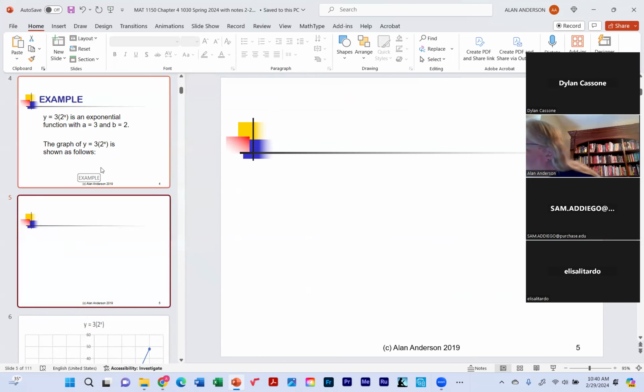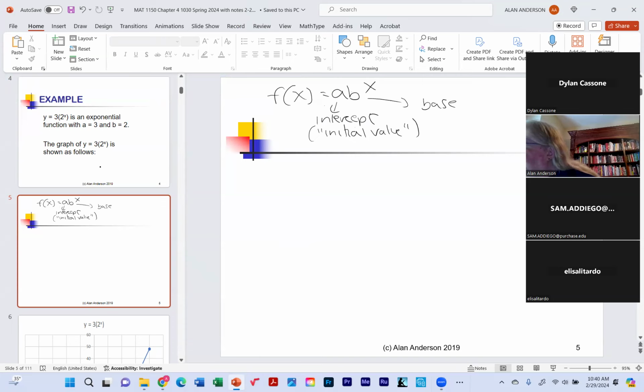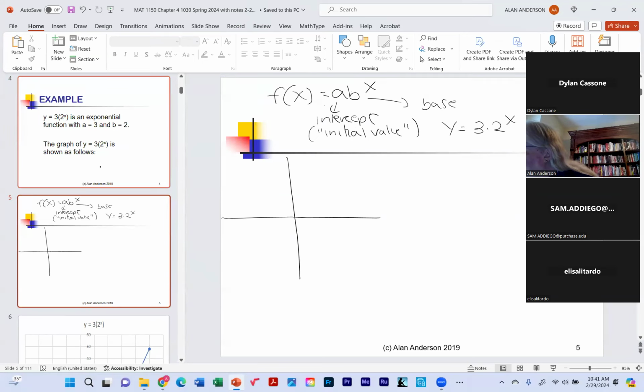Okay, so in other words, remember we did say that if f of x equals a b to the x, this is our intercept, which is often called the initial value. b is the base. So what that implies is that no matter what this function looks like, this 3 tells me that I can expect it to cross the vertical axis at the point (0, 3).